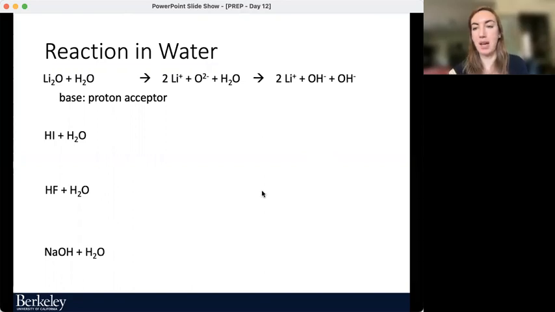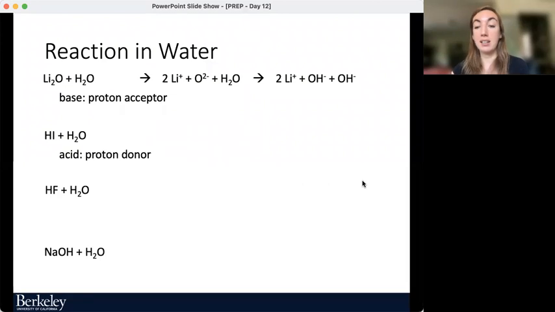Okay, I think everybody's back. So let's go through it. Just as a reminder, a base is a proton acceptor. I had my Li2O, and it took a proton away from water so that the O became OH. So it took that proton away, making the oxygen 2- into OH 1-.